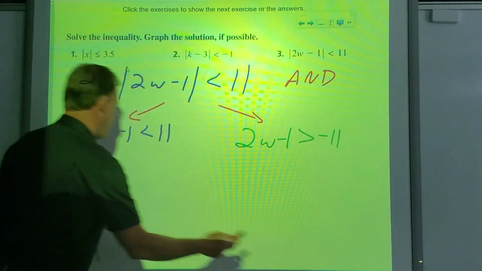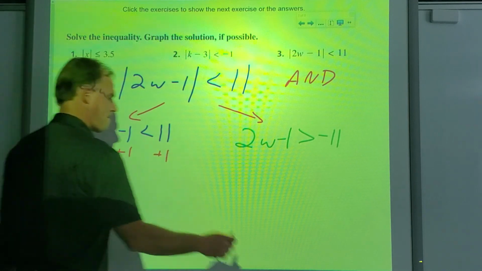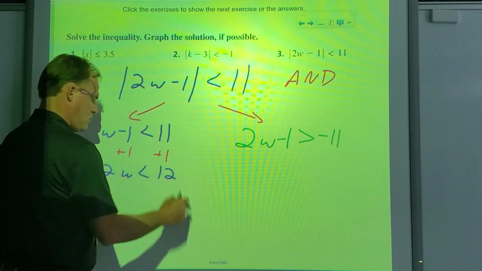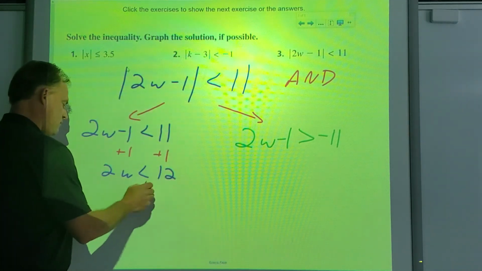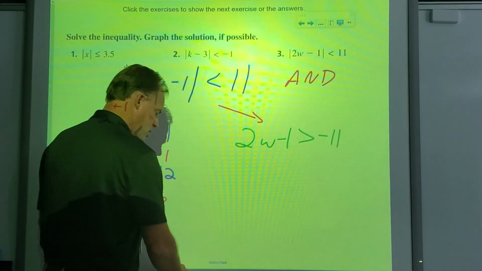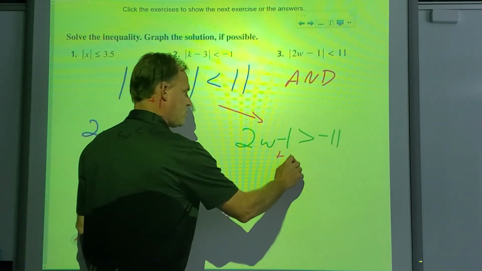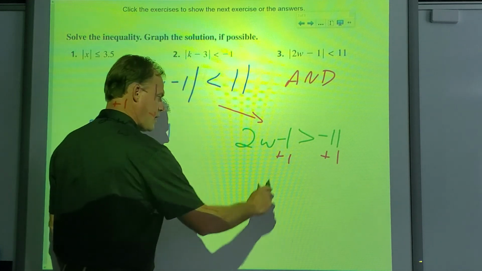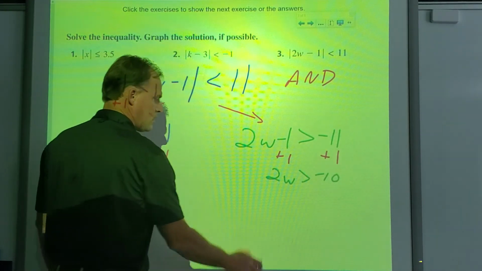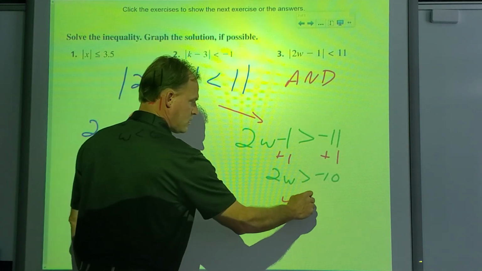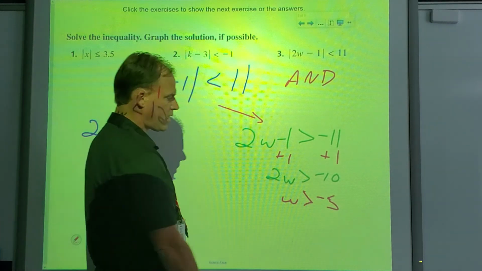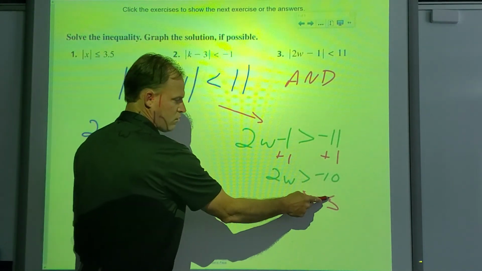Solve the equation. Plus 1, 2w less than 12, divide, w is less than 6. Over here, again, I go plus 1. I have 2w greater than negative 10, divide, w greater than negative 5. That's a 5.